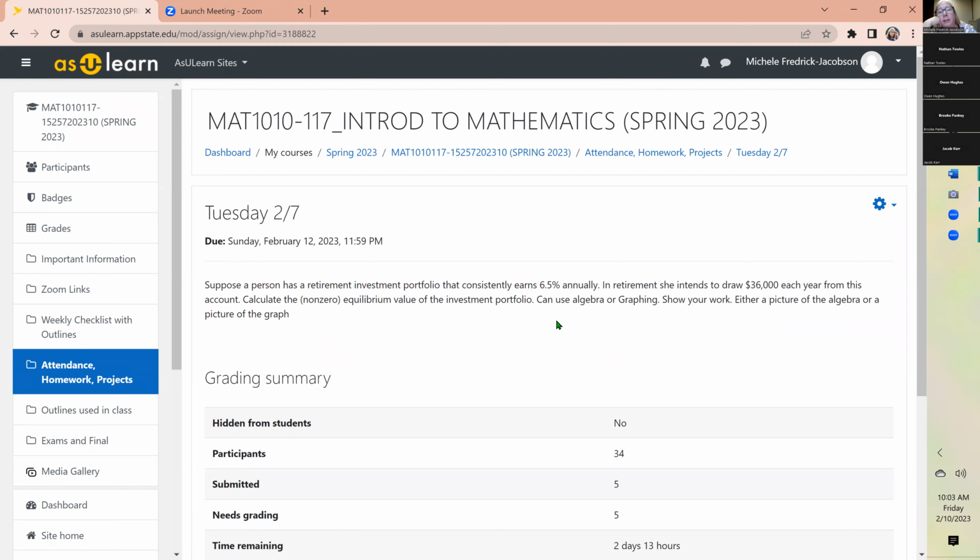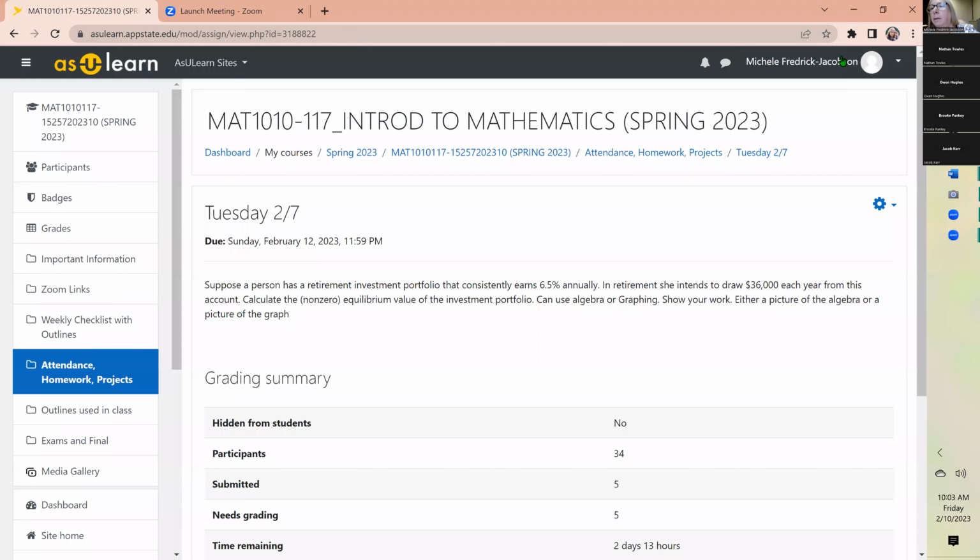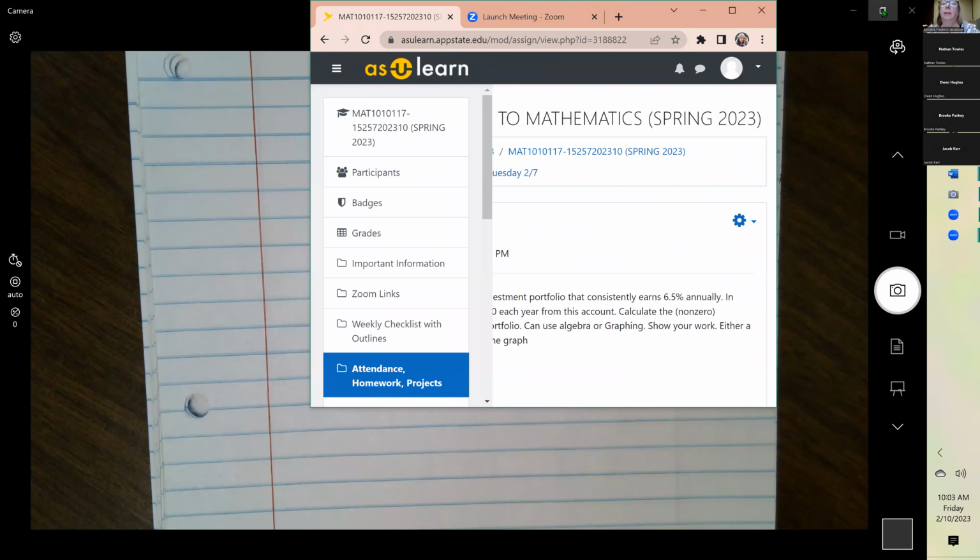Suppose a person has a retirement investment. Now it's up to you if you want to do it algebraically or graphically. I'll show both because I think on the test I'm going to have you do both, so I know you understand how to use Desmos and how to do the algebra. But these are simple interest. In a retirement, she intends to withdraw $36,000.